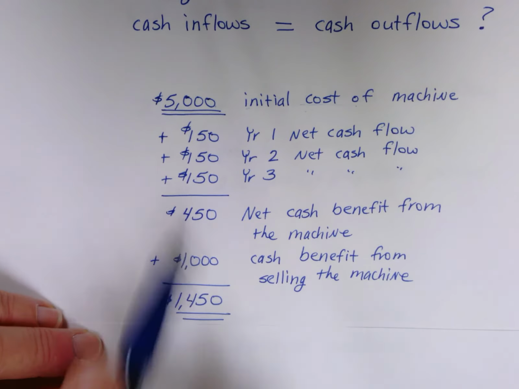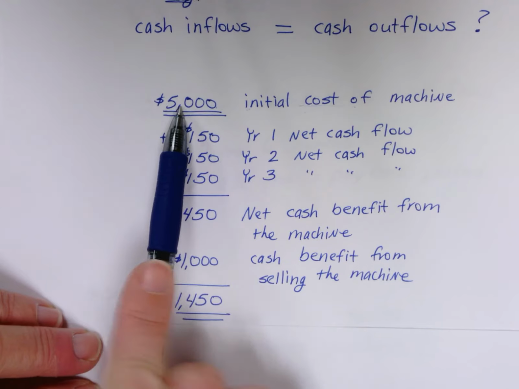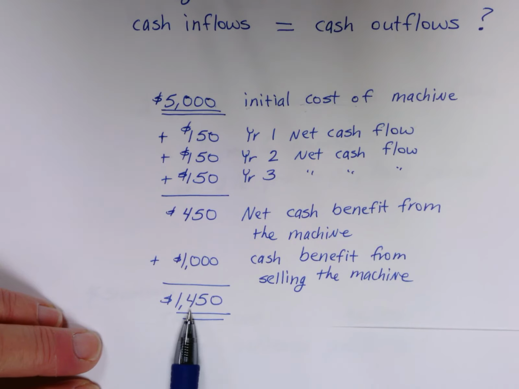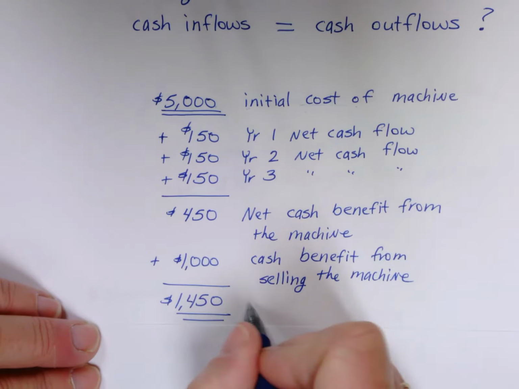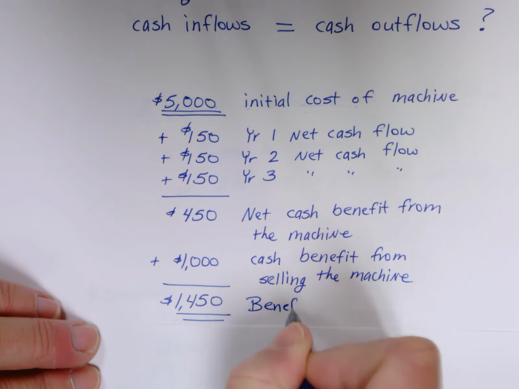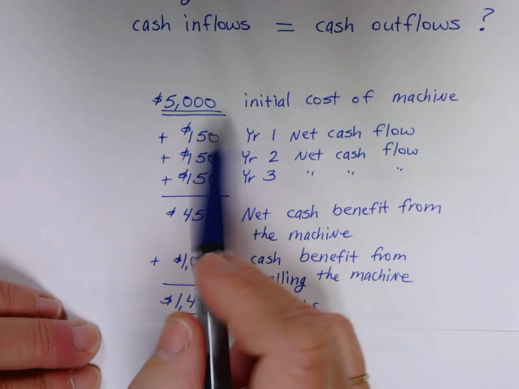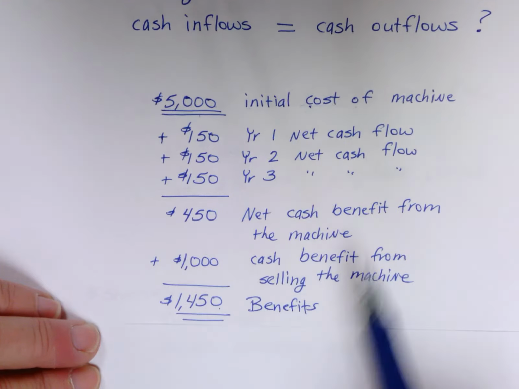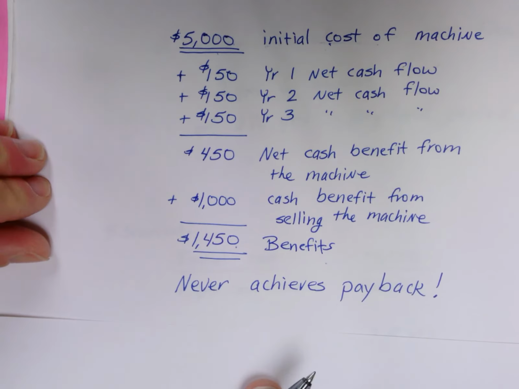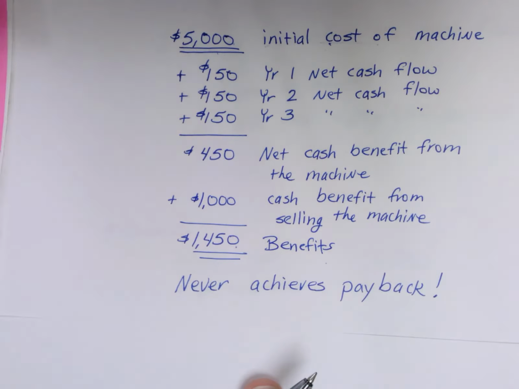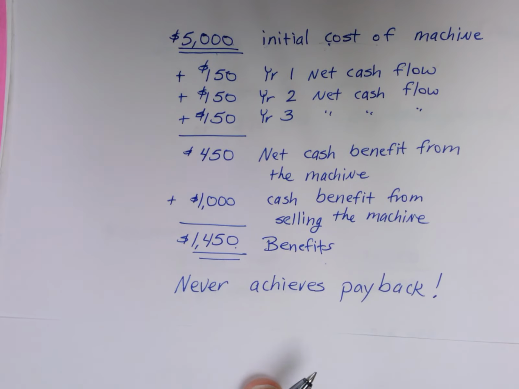So when we buy this asset, we have initial cash out of $5,000 and we have total net cash coming in of $1,450. The benefits from owning and running this machine never exceed the cost. The benefits are lower than the cost. So this asset never achieves payback. There is no payback period. The benefits never reach the level of the cost of the machine.